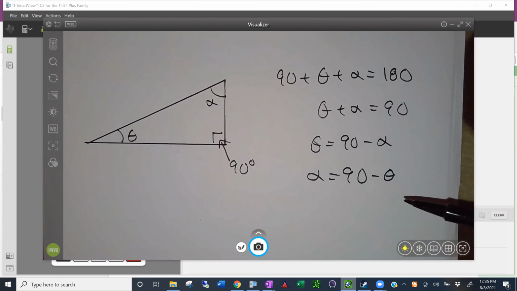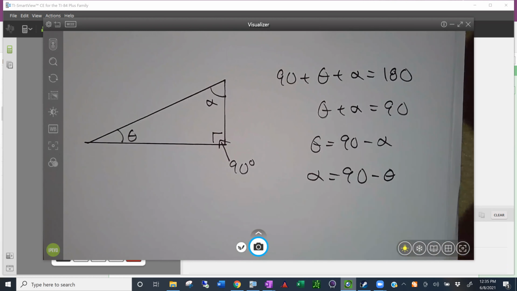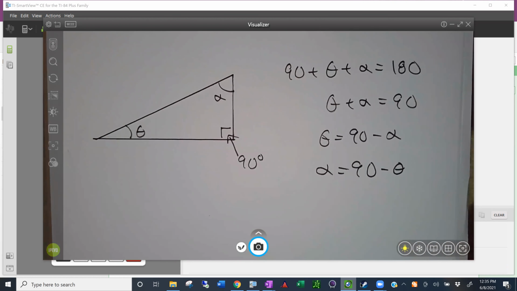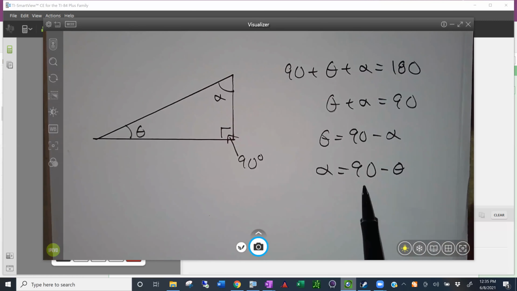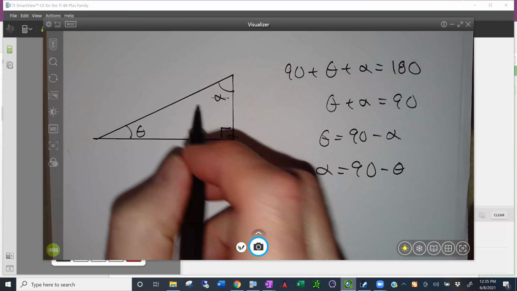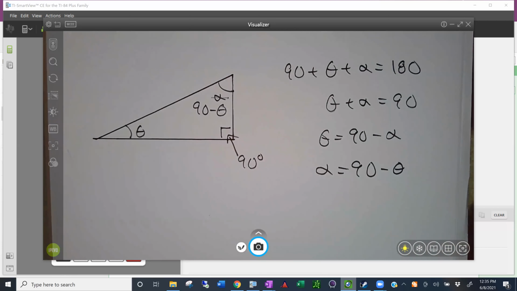Either way, these angles are what are called complementary. They add up to 90 degrees. And the interesting thing is that you get some nice relationships between our angles. So maybe instead of calling this alpha, I can call it 90 minus theta, because that's really what it is. It's kind of like the leftovers.